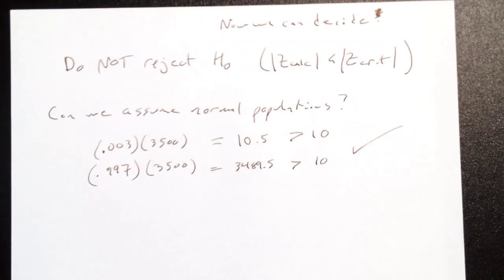So I was good using a z-test. If I had come up with a no here, I should have used a t, not a z, or I should have gotten a bigger sample. Not 3,500 needles, maybe I needed 5,000 needles. Those are my two options when I don't have a normal population. What's the other way I could have made my decision?